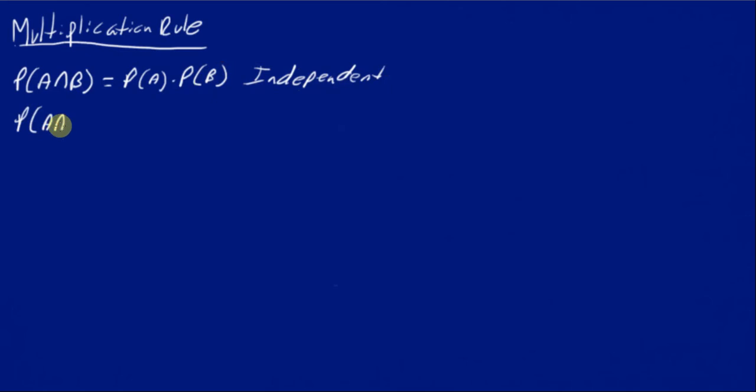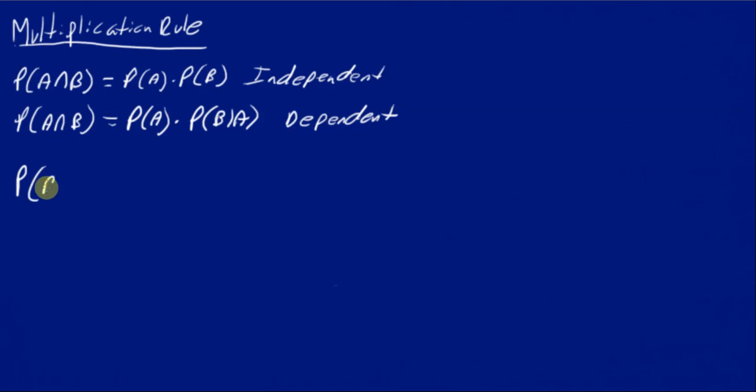The probability of A and B is the probability of A times the probability of B, given that A has occurred, for dependent events, which means that A occurring affects the probability of B occurring. A quick example would be the probability of pulling a red card and a black card from a deck of cards, one after another. We can either do this with replacement or without replacement.